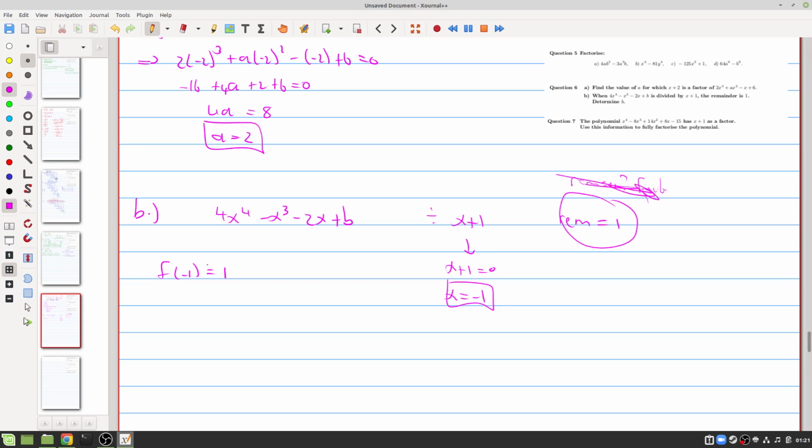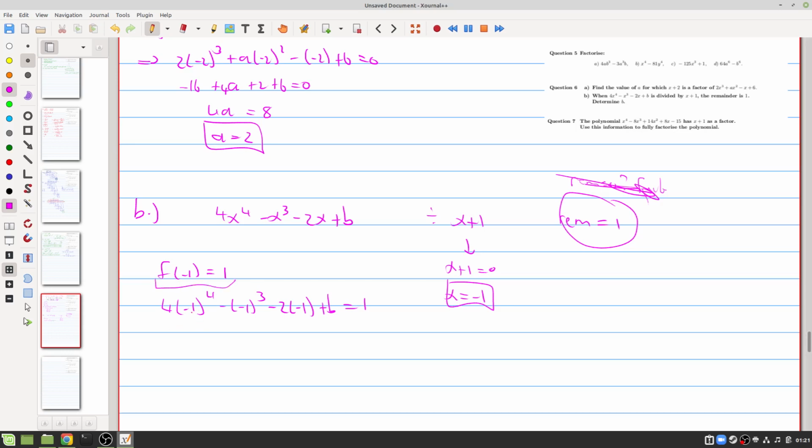Straight up, just as easy as that. You don't have to do any long division here, but you can as well. It'll turn out to the same thing. So we replace the x with negative 1: 4 times negative 1 to the power 4, minus negative 1 cubed, minus 2 times negative 1, plus b equals 1. That's our equation, right?